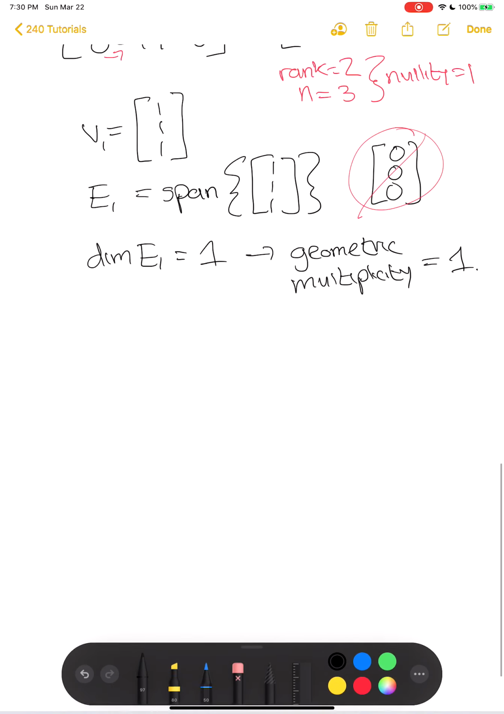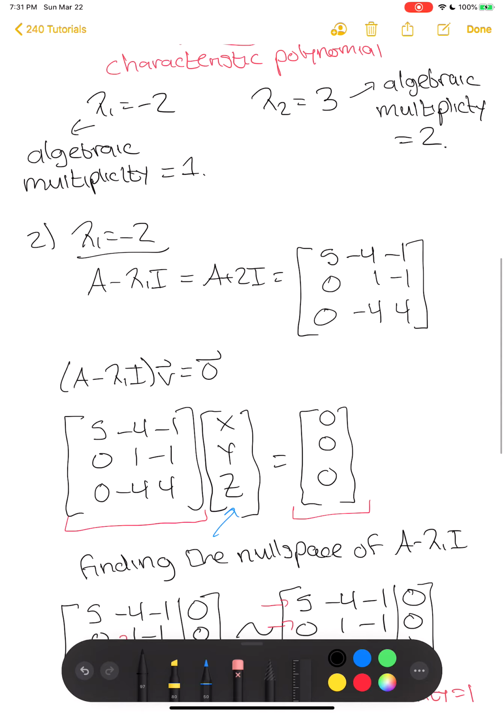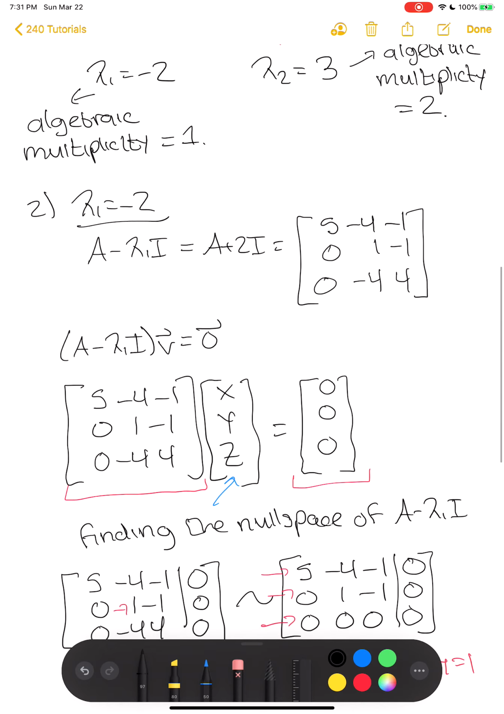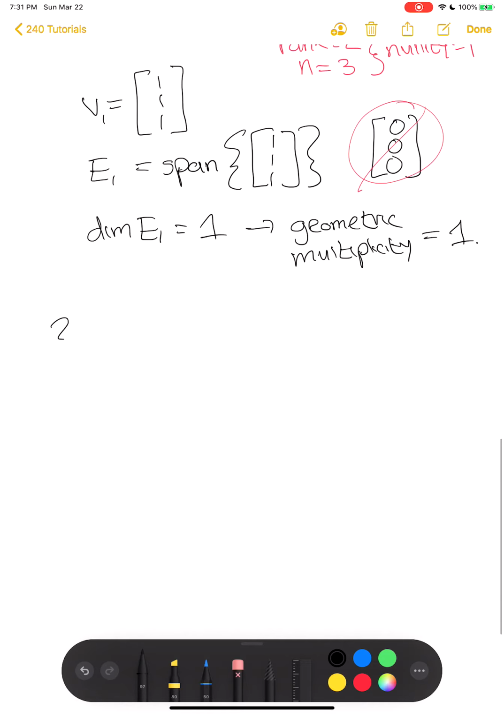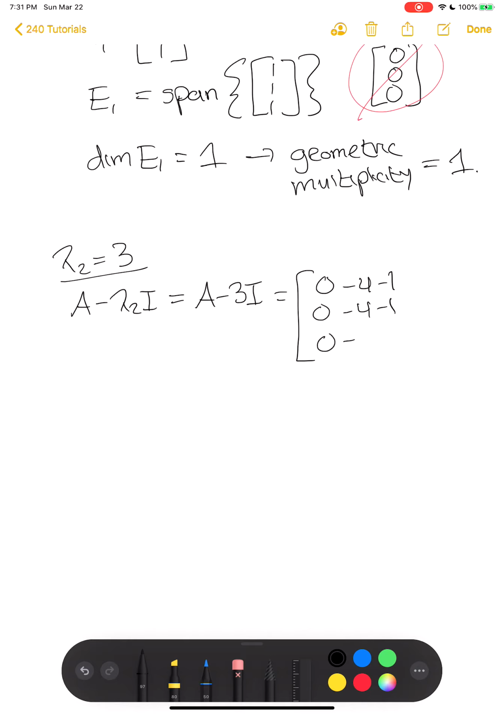Okay, great. So that takes care of our first eigenvalue, -2. And now we have eigenvalue 2, which is 3. So now we do this. And again, what we need to do is take A minus lambda 2 I, which is equivalent to just subtracting 3 times the identity matrix. And that gives us 0, -4, 1, -1. 0, -4, -1, 0, -4, -1.